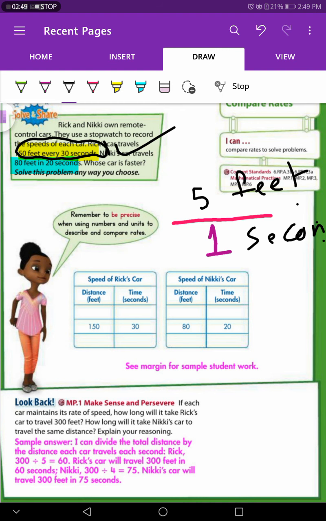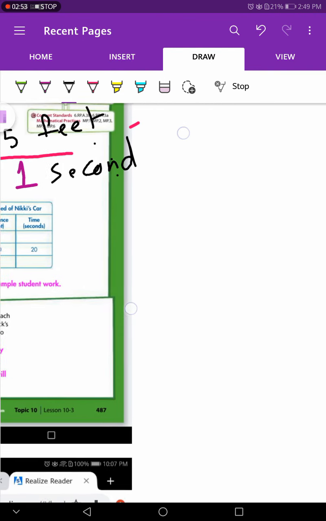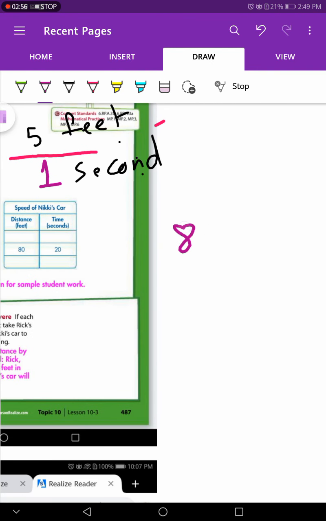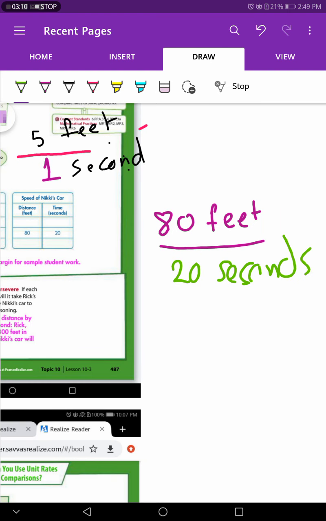Now the second one, 80 feet in 20 seconds. Now what we said, we have to use the unit rate. What is the unit rate? That means make the time 1. Make the time equal 1.